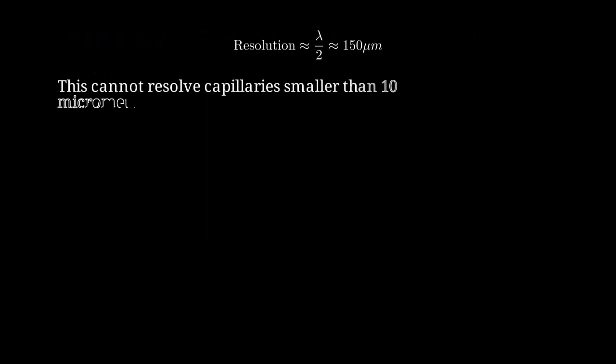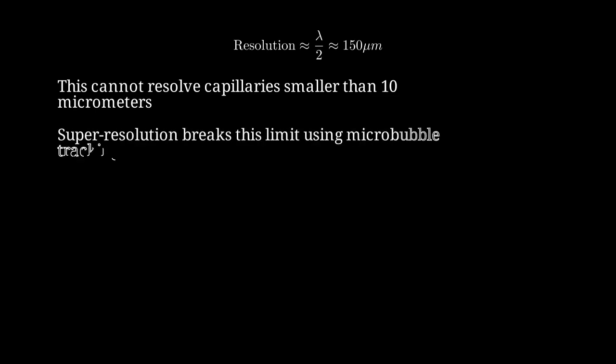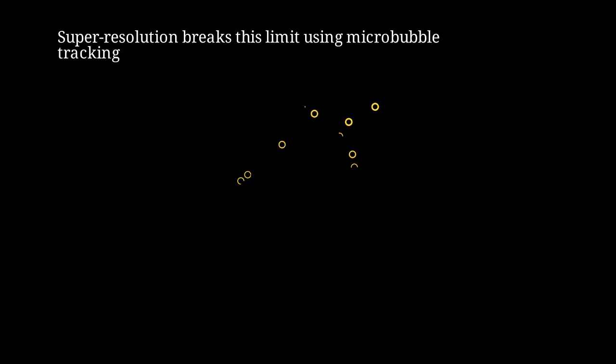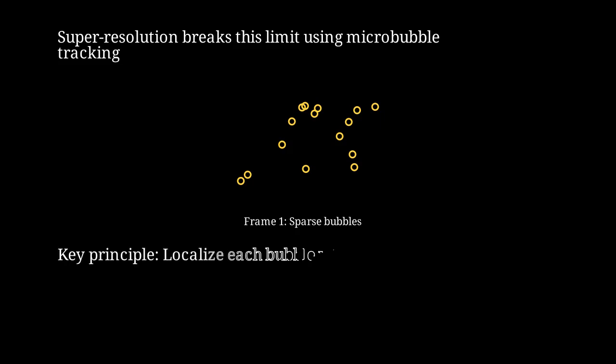This 150 micrometer limit prevents imaging of capillaries and microvessels smaller than 10 micrometers, which are crucial for disease diagnosis. Super-resolution ultrasound localization microscopy breaks through this barrier by precisely tracking individual microbubbles. The key insight is to inject very dilute microbubble concentrations so individual bubbles are spatially separated in each ultrasound frame. Even though the diffraction-limited spot is large, we can determine the center position of each isolated bubble with nanometer precision.